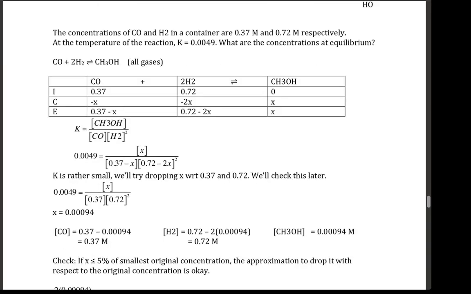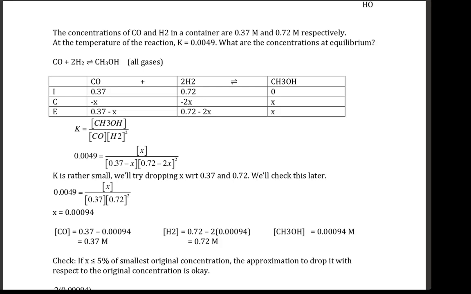Alrighty, here's a problem for you to come back to. Concentrations of CO and H2 in a container are 0.37 molar and 0.72 molar respectively. At the temperature of the reaction, K is 0.0049, which is a rather small value of K. It's 4.9 times 10 to the minus 3. What are the concentrations at equilibrium?